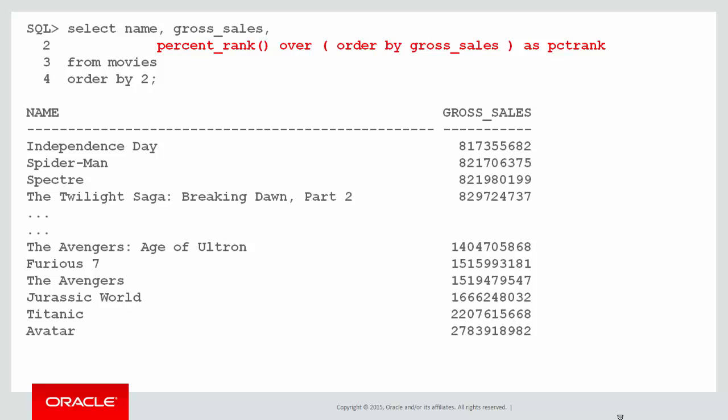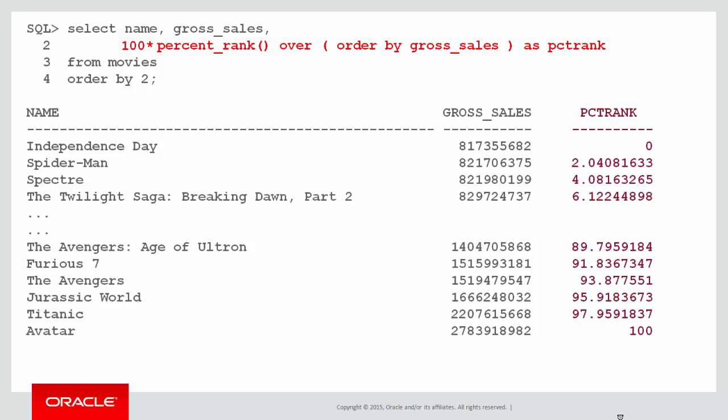The new function we're looking at today is percent rank. Now, percent rank returns a value between 0 and 1. So for ease of readability, we're going to multiply that by 100. And here's our result. What percent rank tells us is the percentage of rows that are underneath a particular value. So if we look at, for example, Furious 7, we are saying that the $1.5 billion gross sales is greater than 91.8% of all the other rows in the table.